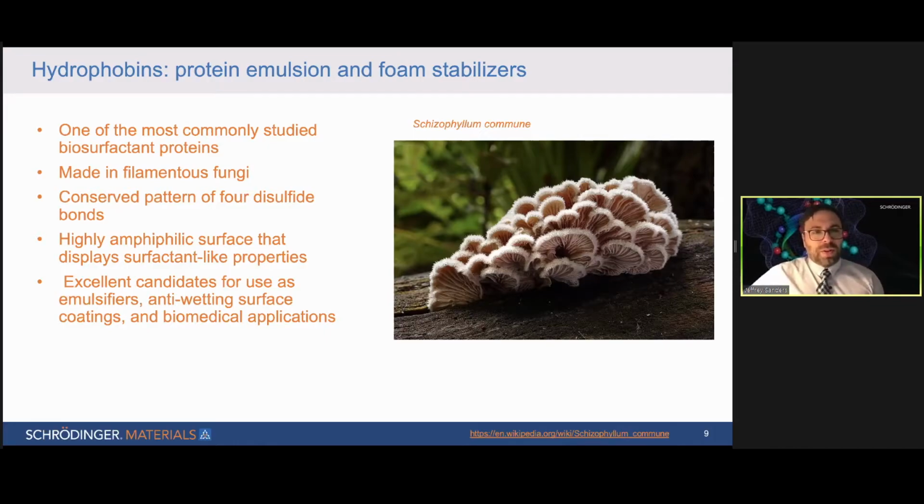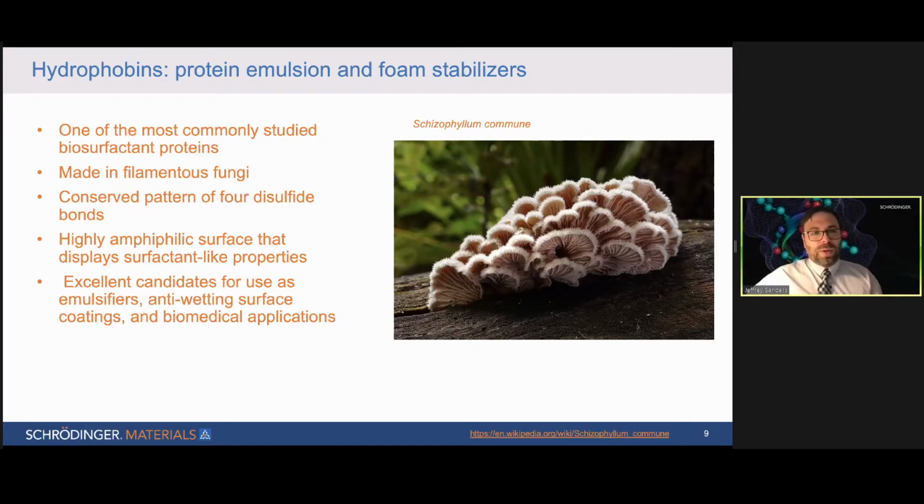And so there's a well-studied fungal protein. They're called hydrophobins. They're made in filamentous fungi. They are highly amphiphilic, so they have very good surfactant-like properties. They're excellent candidates as emulsifiers, anti-wetting, surface coatings, and also for tons of biomedical applications. So understanding how these proteins self-assemble, how they form interfaces between air or hydrophobic and hydrophilic solvents is really important.